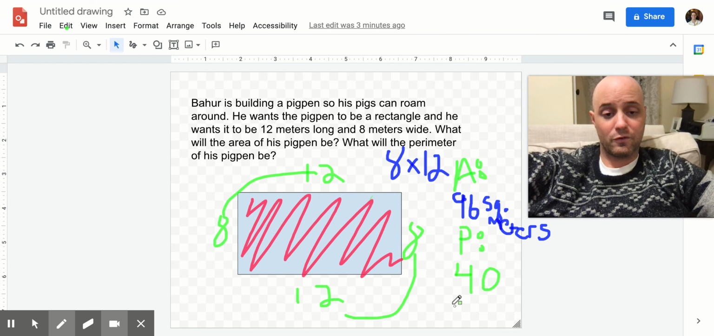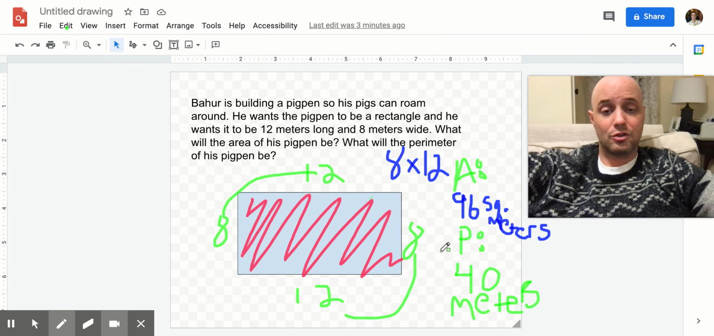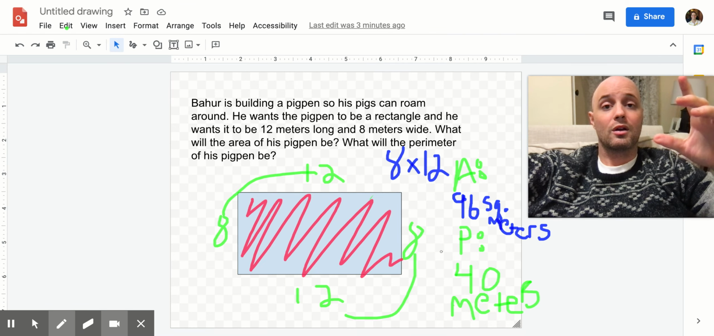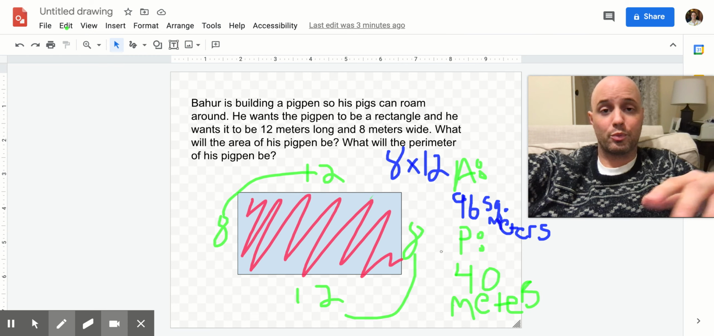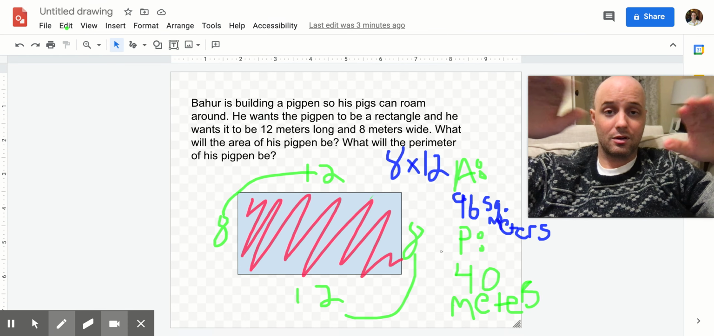40 what? 40 meters. So remember, for area, you multiply the length and the width. And then for perimeter, you have to add up all the sides.